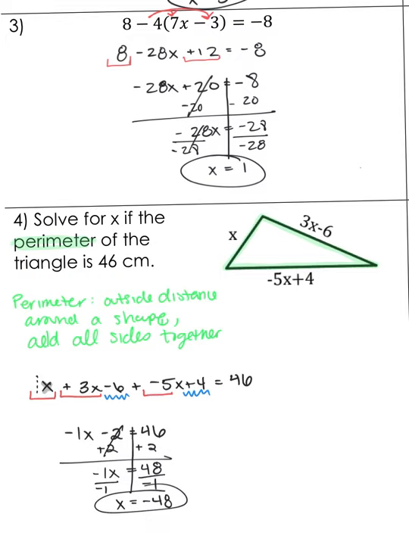To check this, it would be the same as all the other problems. I would substitute negative 48 back in where all of the x's are and make sure the equation balances on both sides.